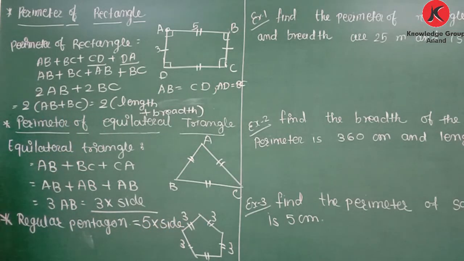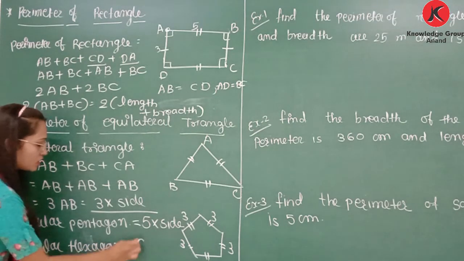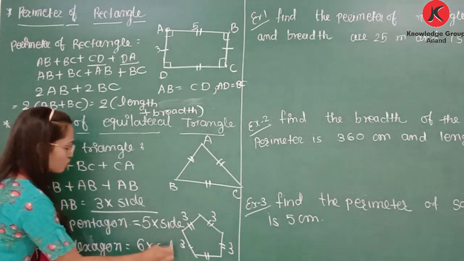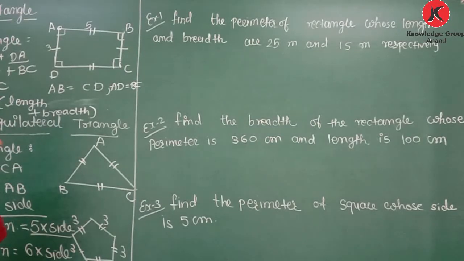Same if it is about the regular hexagon, so perimeter will be 6 multiplied by side. So you need to remember all these equations. Now let's solve some examples.